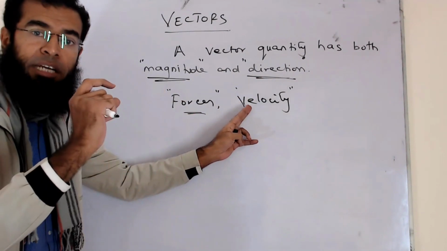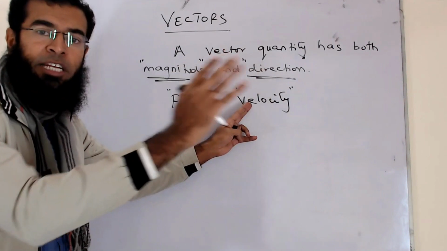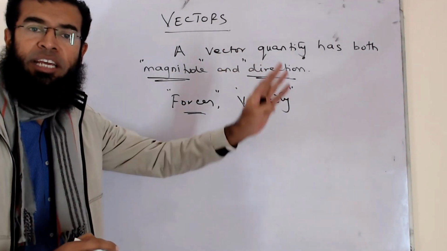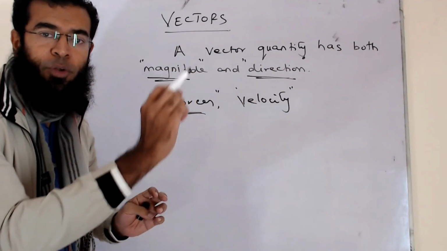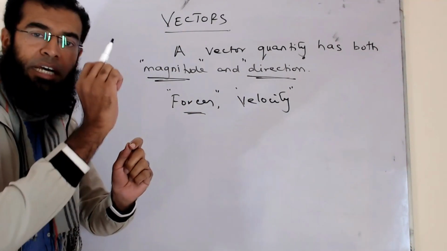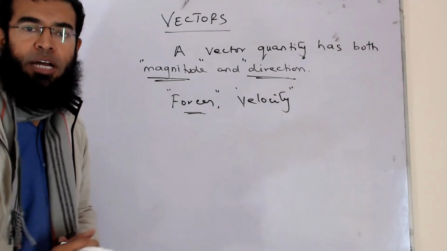When you're taking speed, let's say 30 kilometers an hour. But when you take the direction, it becomes velocity. So then we say the velocity is 30 kilometers per hour in that direction.